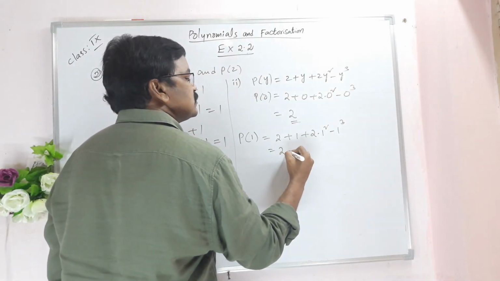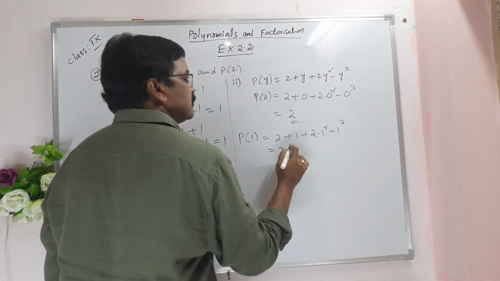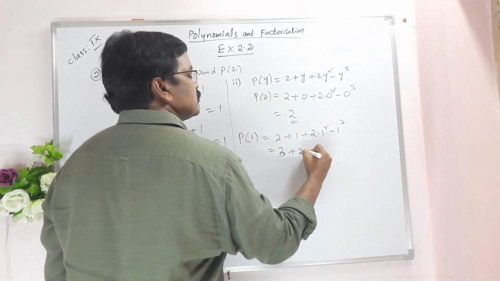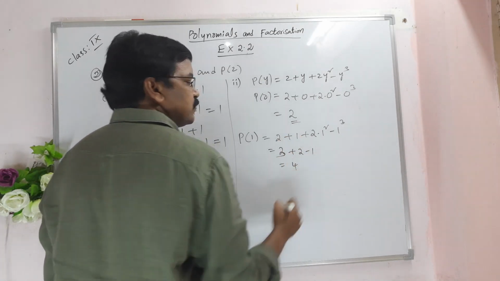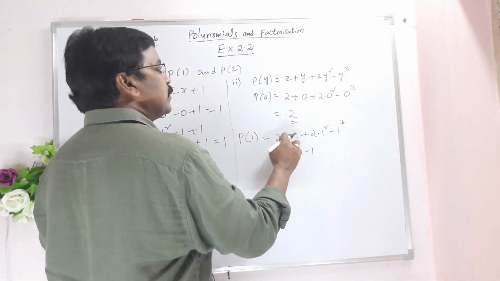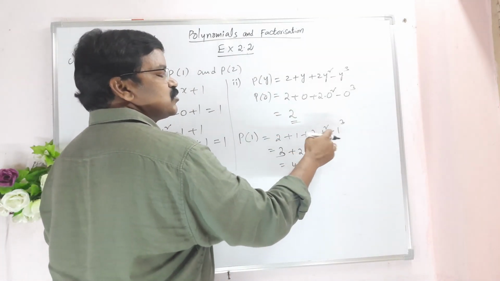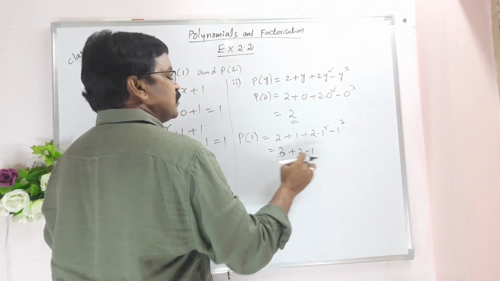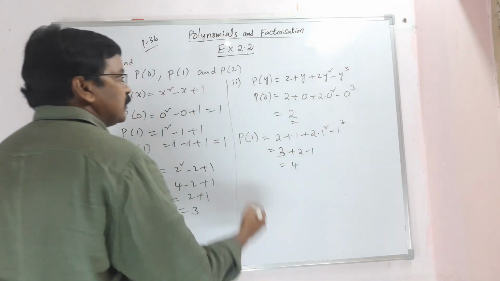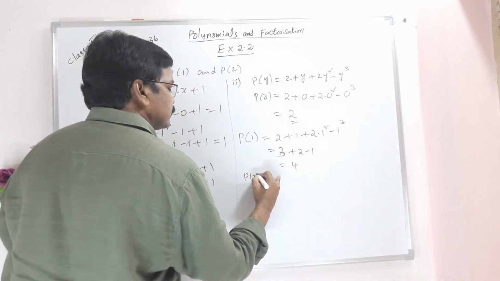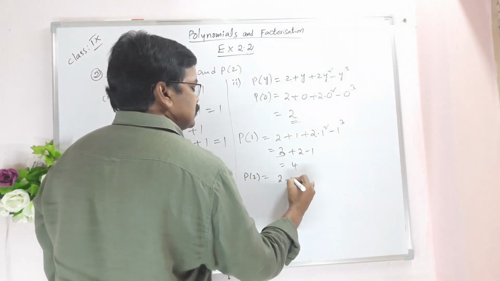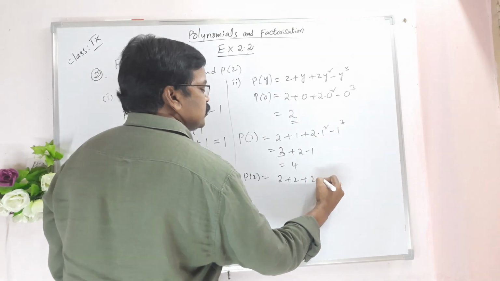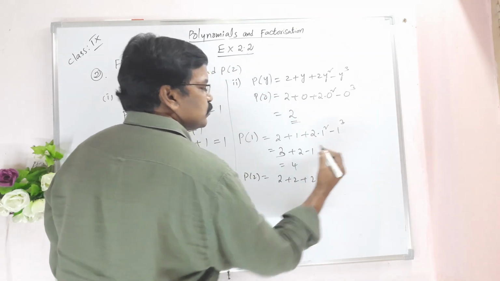That means 2 plus 1 is 3 plus 2 minus 1. 2 into 1 square. 2 into 1 square means 2 only. 2 minus 1 is 1. 3 plus 1 is 4. Okay. Next, the last one is P of 2. So this is 2 plus 2 plus 2 into 2 square minus 2 cube.